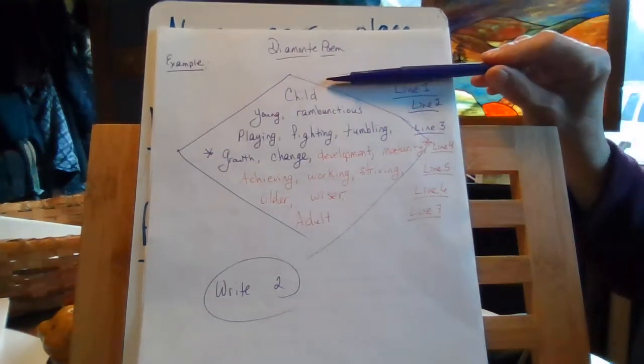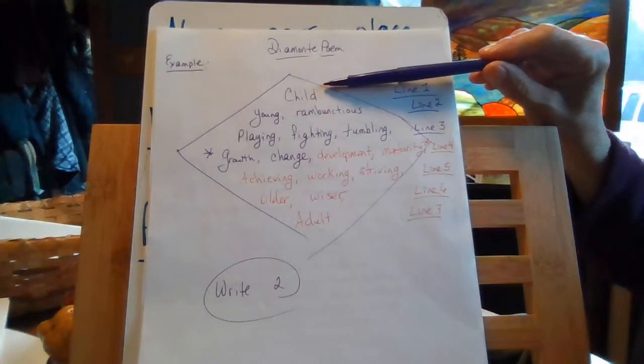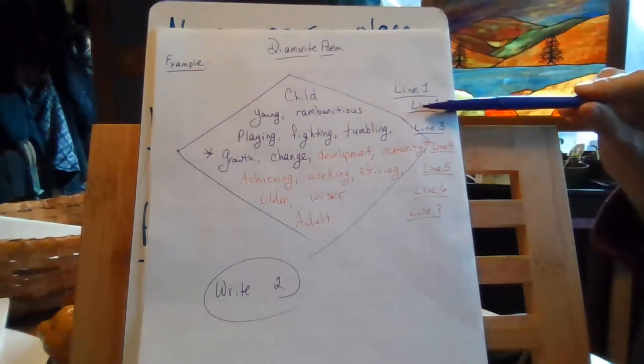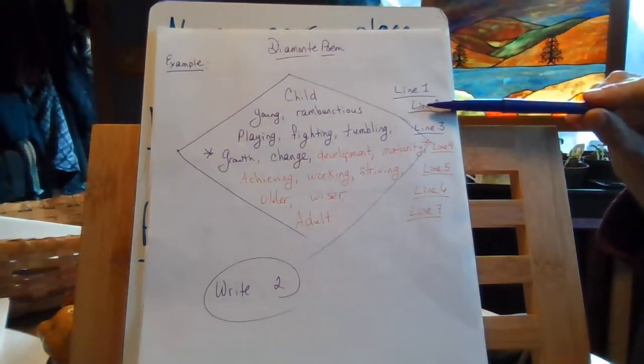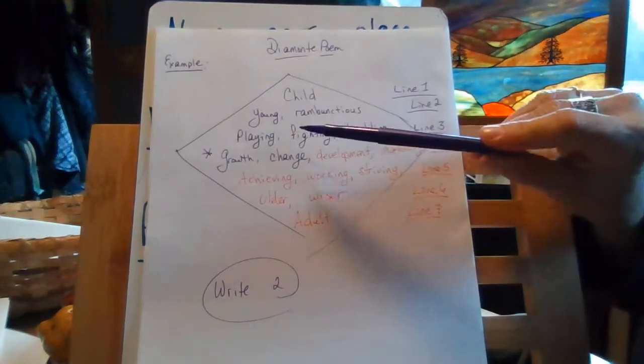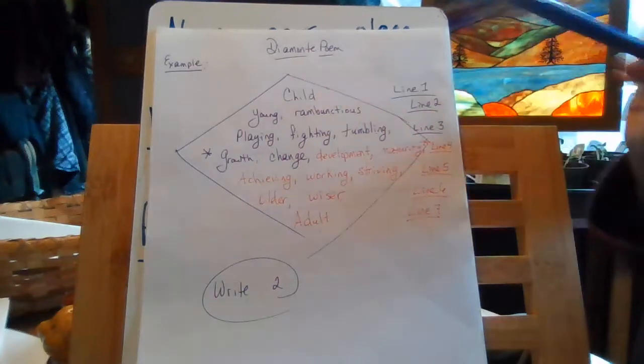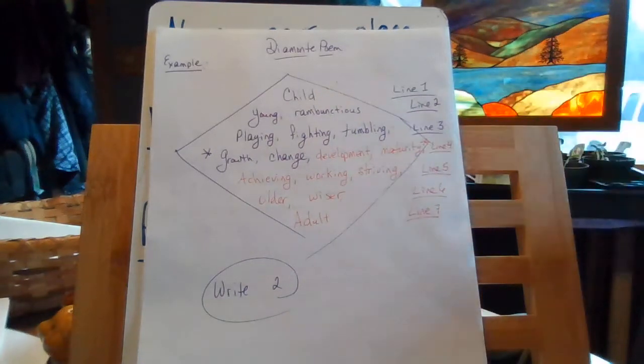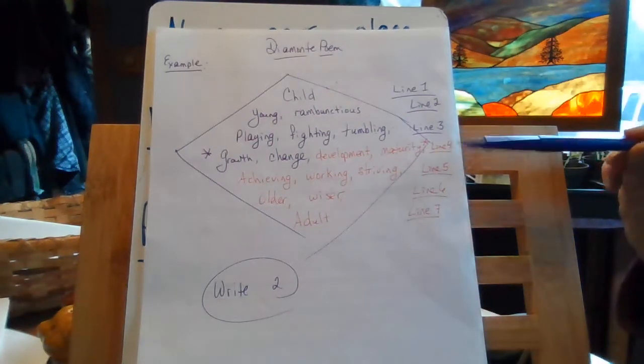Okay, so if we look at it, seven lines. The first line, you know, is a noun. It's one word, child. The second line describes the child, young and rambunctious. Third line, playing, fighting, tumbling. That's what children do, or a child will do, ing words. Line four is the trick.